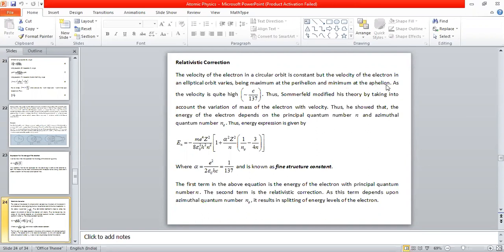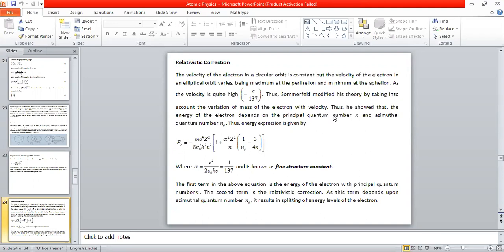So sometimes its velocity is larger, sometimes smaller, and the velocity of the electron is quite high. In fact, the velocity of the electron revolving around the nucleus is close to the velocity of light c, roughly c by 137. So c by 137 is a number which is close to c. It may not be so close to c, the velocity of light in vacuum, but still it is somewhat closer to c. Because of this high velocity, which changes between the perihelion and aphelion points, the mass of the electron changes.